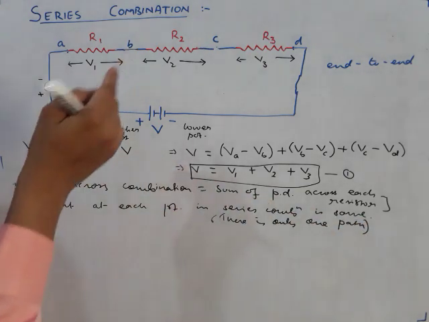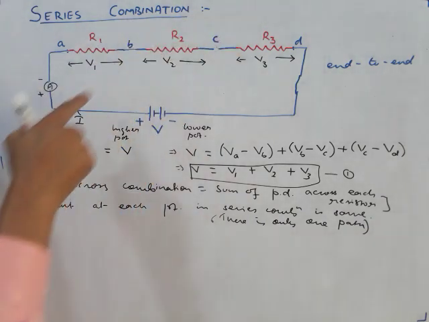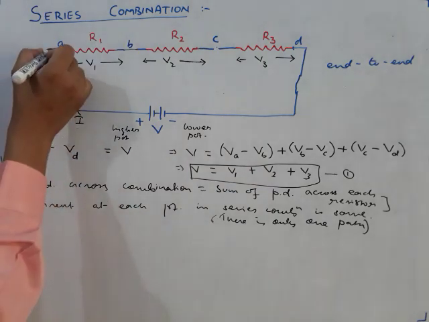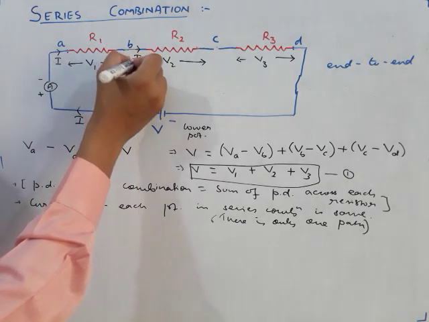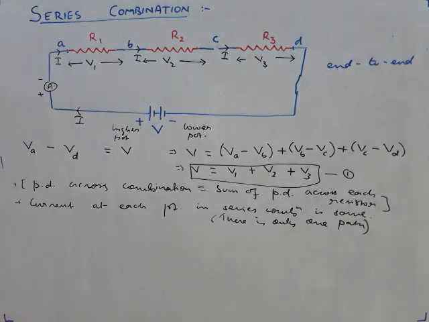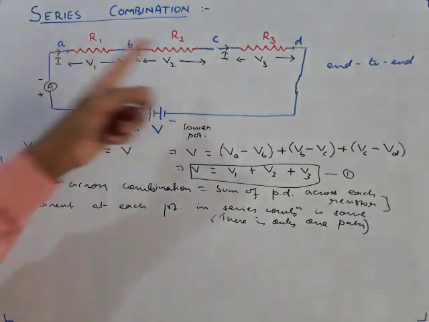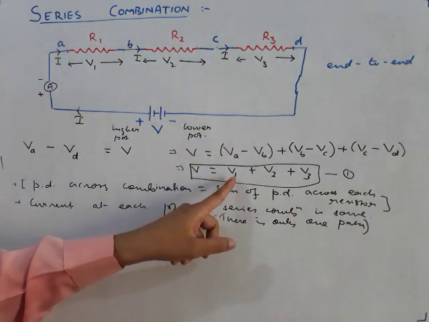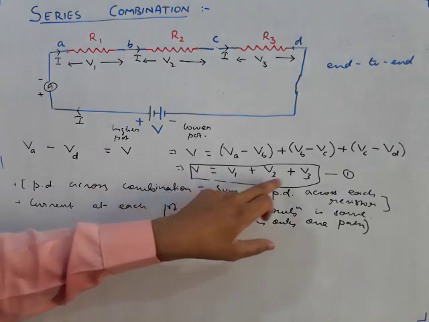The current at each point remains the same. That means the current through each of the resistances R1, R2 and R3 will remain equal to I. Through R1 the current will be I, through R2 the current will be I, and through R3 also the current will be I. This is an important property in series. So before I proceed further, let me summarize the two important things we have discussed. In series combination, the total potential difference across the combination V is the sum of the potential differences across each resistor. That is, V is equal to V1 plus V2 plus V3.